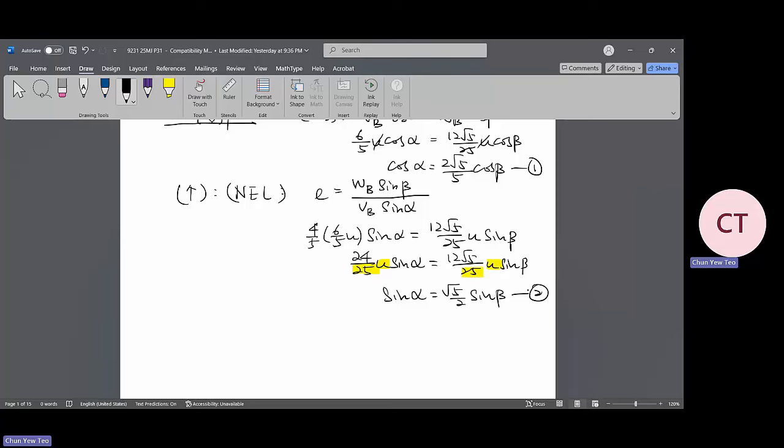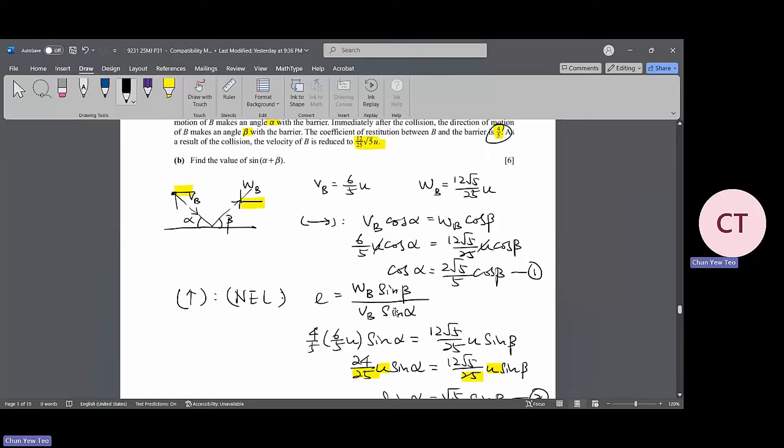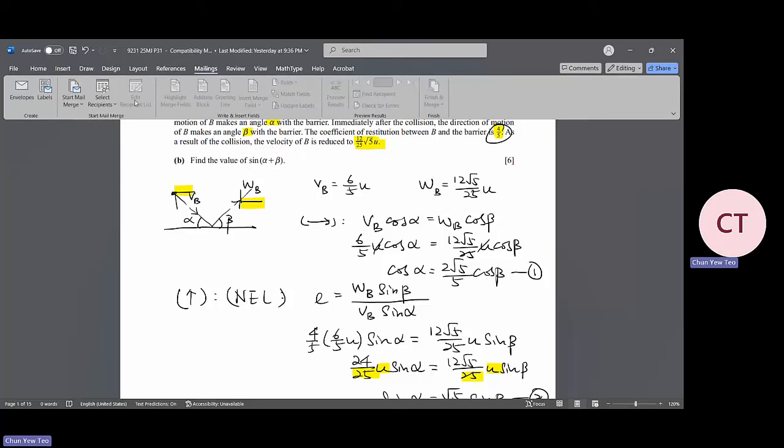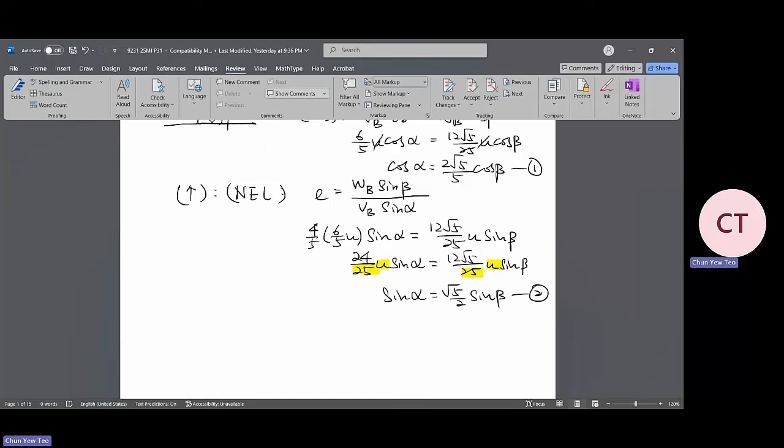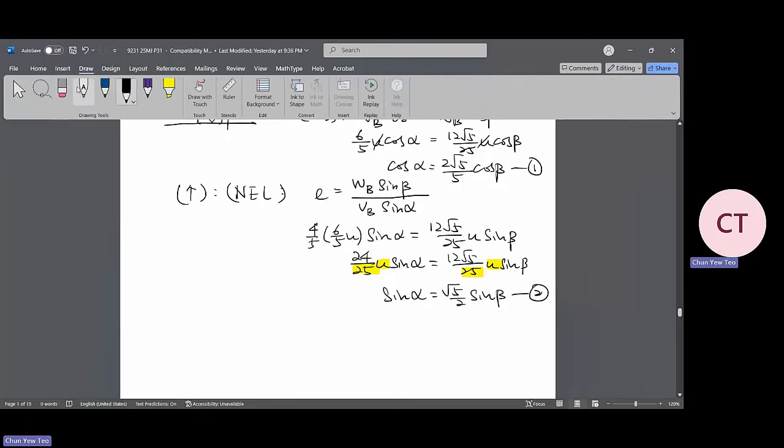We are looking for sine of alpha plus beta. The question is looking for the value of sine alpha plus beta. So actually we don't really need to know what alpha is, what beta is. We just want to know sine of alpha plus beta only. So what we can do is focus on equation 1 and equation 2 over here. So we know that equation 1 squared plus equation 2 squared will give you cos squared plus sine squared.